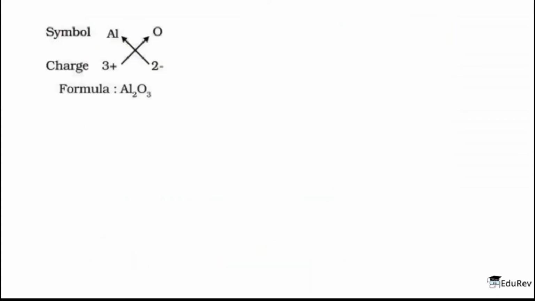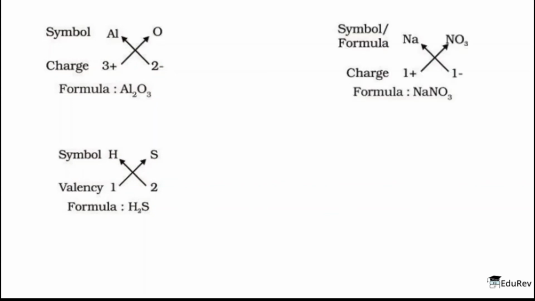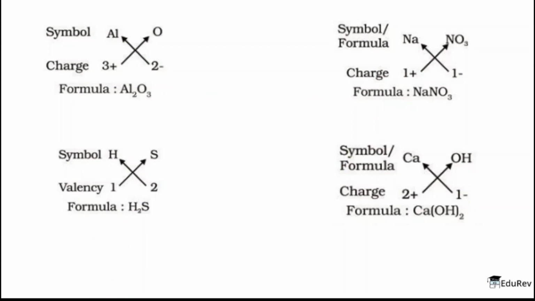Similarly, we have different examples. In case of aluminium oxide, the charge on aluminium is +3, whereas that of oxygen is -2. After cross multiplication and removal of charges, we get Al2O3, which is the molecular formula or the chemical formula for aluminium oxide. Again, we have H2S, and similarly we have charges and the cross multiplications which lead to the chemical formula of these. We have an example of NaNO3, an example of calcium hydroxide, and we have various other examples in NCERT which we can practice. But first and foremost thing is to remember the table which I just showed in one of the slides.